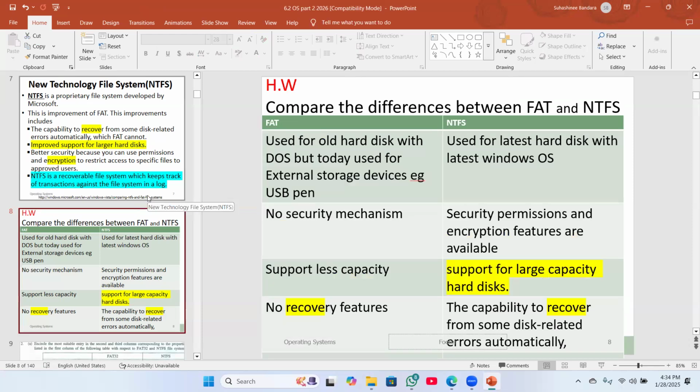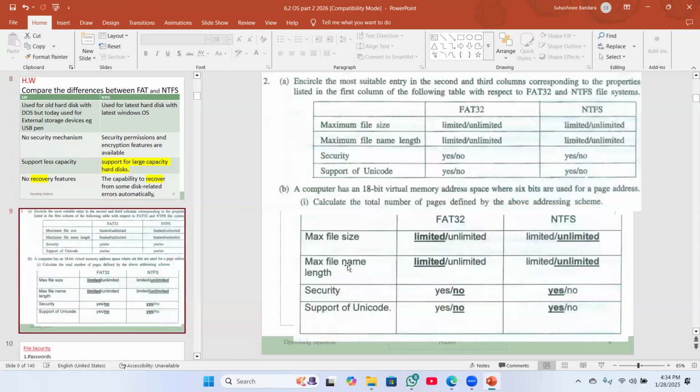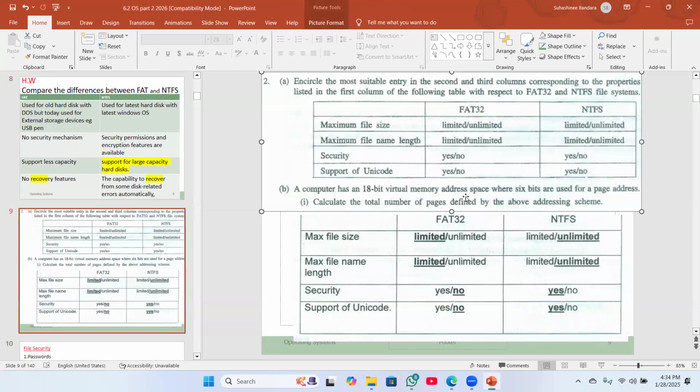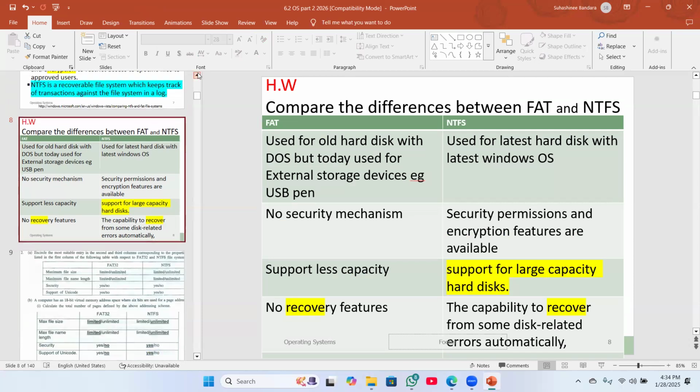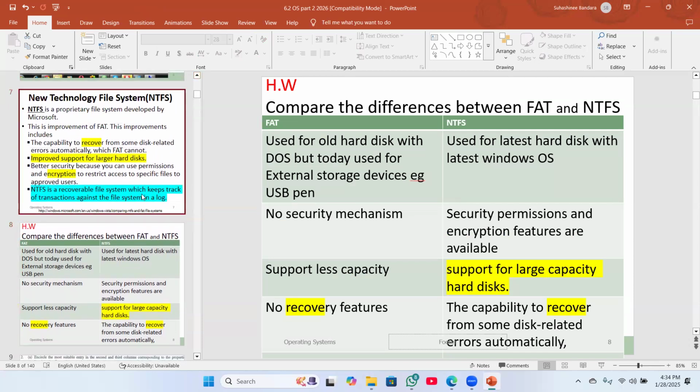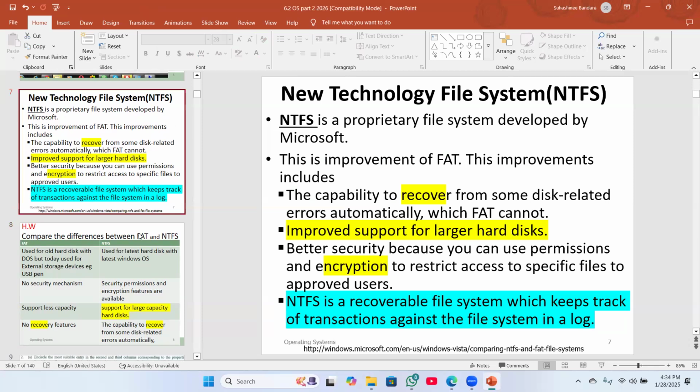So I'm pretty sure this year or next, this NTFS and FAT file system difference will come, because it was available in the 2014 paper. So there can be a question again, because recently we didn't find any question on NTFS. Okay, start copying this and this one.